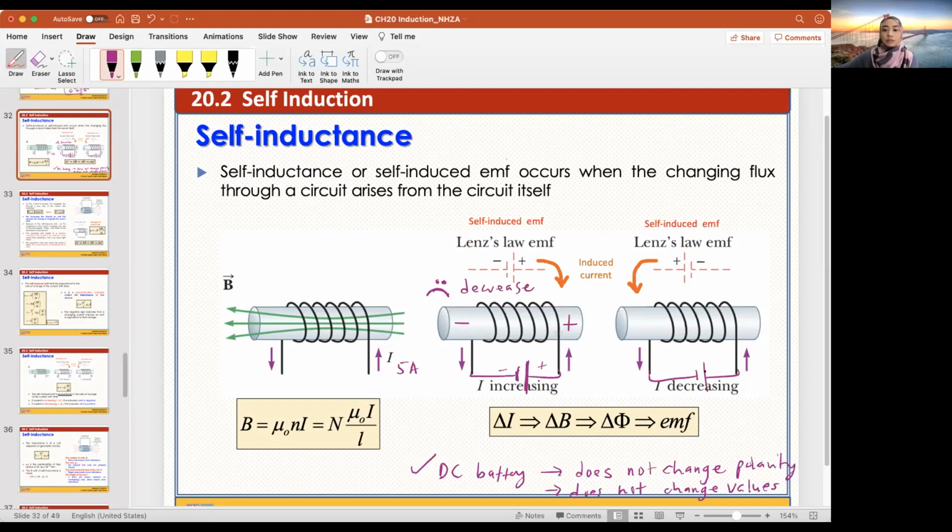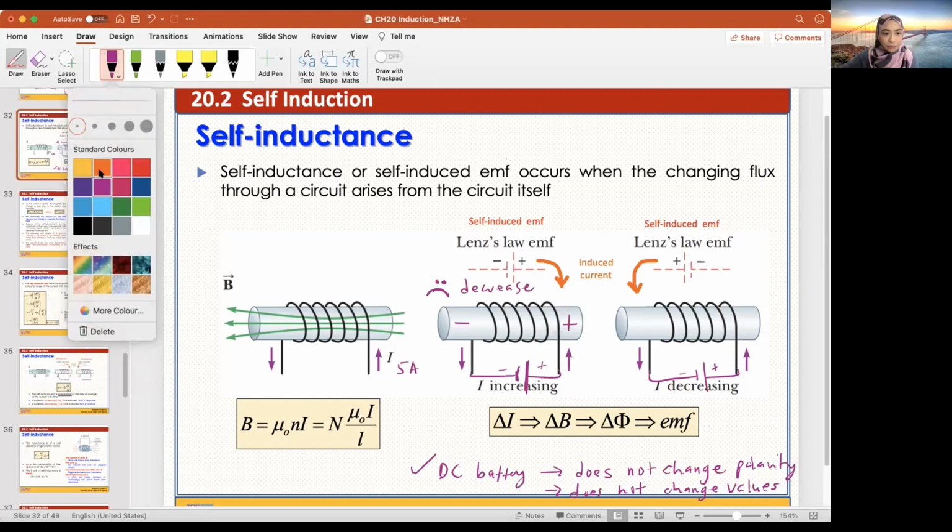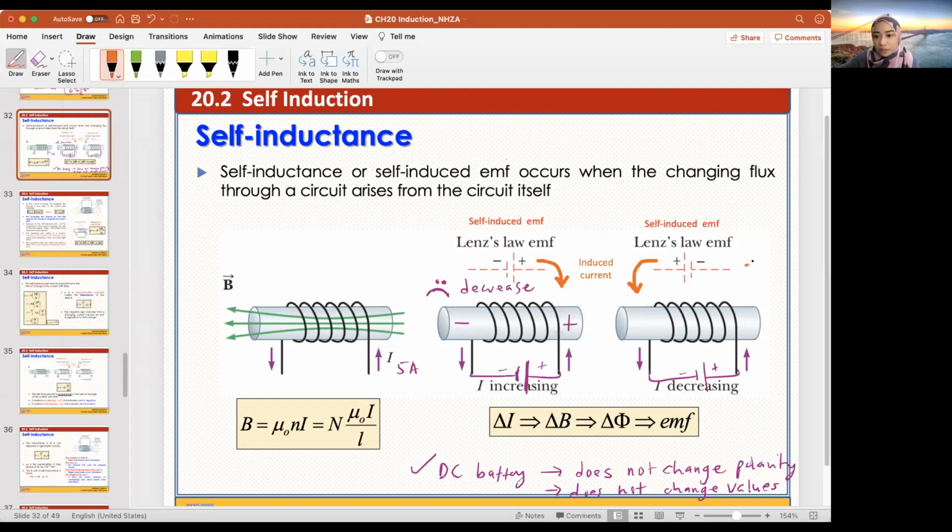Okay, so that is my battery, positive, negative. Current flows from positive to negative. Okay, so now this guy is decreasing. The current is decreasing, of course. The conductor hits this. What does it try to do? It tries to increase it.